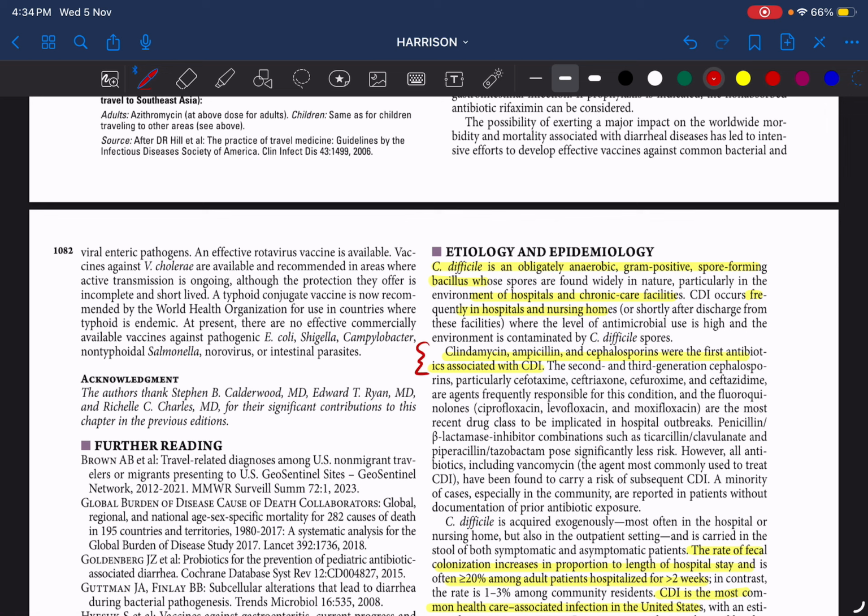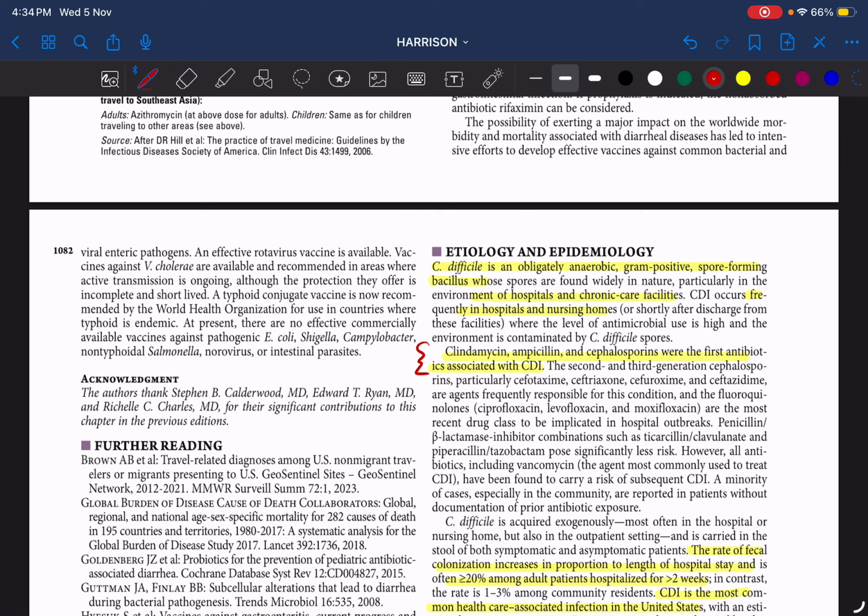And what are the group of antibiotics? This is a very commonly asked question. It is clindamycin, ampicillin, and cephalosporins. These are the first antibiotics known to be associated with Clostridium difficile infection. That means these are the antibiotics which have an increased risk of CDI. And the second and third generation cephalosporins are also frequently responsible for this condition.